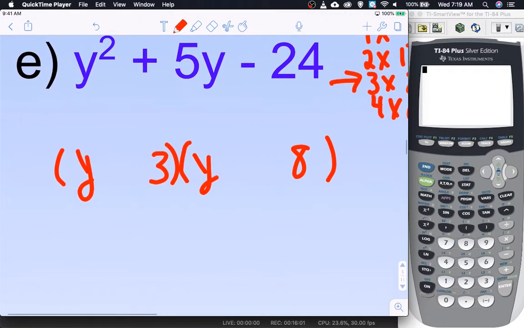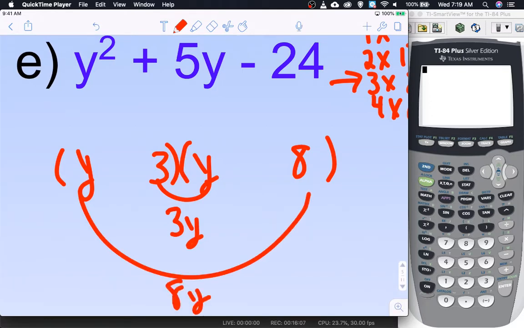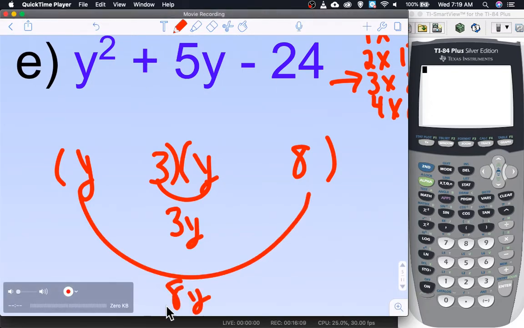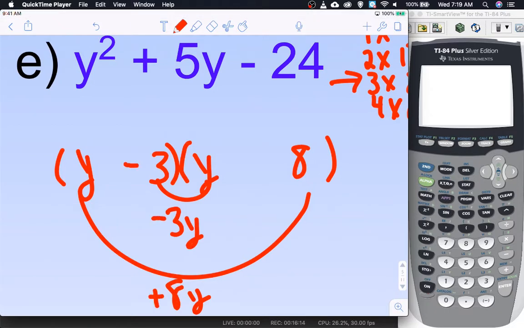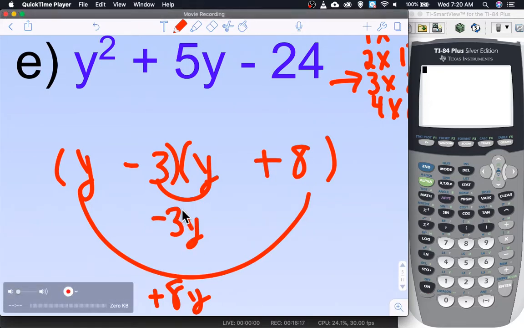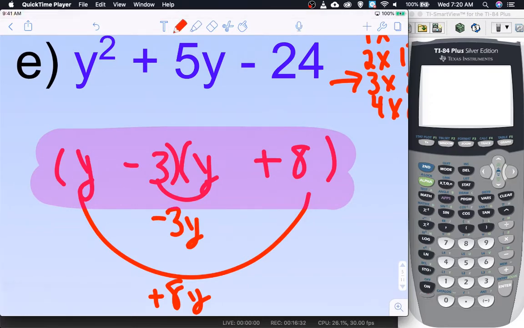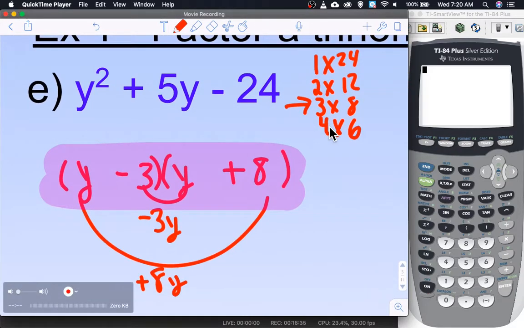Now we've got to make our signs work out and everything. So let's see. 3y, 8y. To make a positive 5, we'd need the 8 to be positive and the 3 to be negative. So that would be a negative 3, a positive 8. So that does make our middle term work out perfectly. 8 minus 3 is positive 5. And our last term, negative 3 times positive 8, is negative 24. Listing your factors really does help.